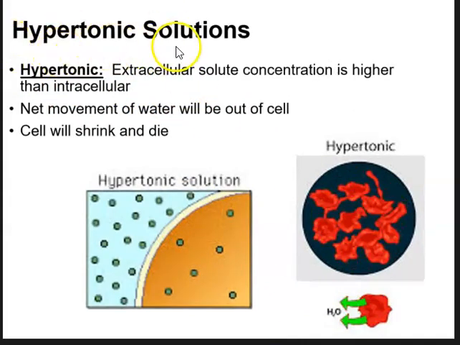In a hypertonic solution, so hyper means above or more than, the solute concentration outside the cell, as we can see, is a lot higher compared to the solute concentration within the cell. So where is water going to move? Water is going to go again from an area of low concentration to high concentration because it wants to dilute that solute concentration. So in the instance of a hypertonic solution, the net movement of water will be out of the cell to where there is a higher solute concentration. And what could happen is the cell may shrink and die.